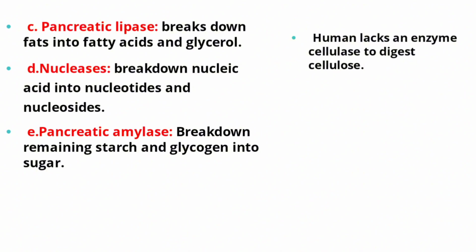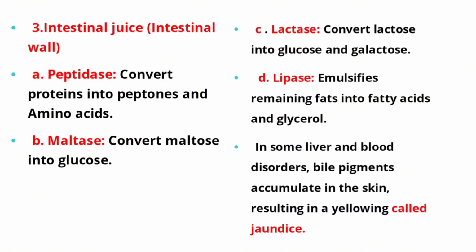The next enzyme is pancreatic lipase. Pancreatic lipase breaks down fats into fatty acids and glycerol. Nucleases break down nucleic acid into nucleotides and nucleosides. Pancreatic amylase breaks down remaining starch and glycogen into sugar. Humans lack the enzyme cellulase to digest cellulose.